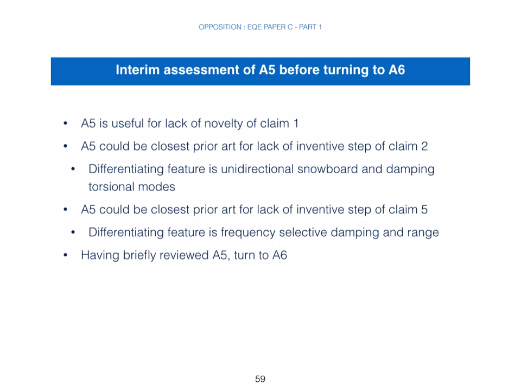A5 is useful for lack of novelty of Claim 1. A5 could be the closest prior art for lack of inventive step of Claim 2. The differentiating feature is the unidirectional snowboard and damping torsional modes. A5 could be the closest prior art for lack of inventive step of Claim 5. The differentiating feature would be the frequency selective damping and the range.